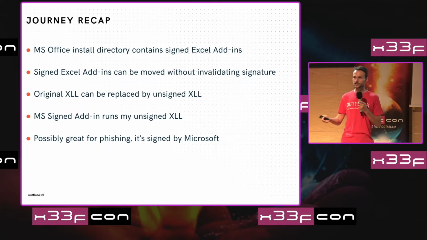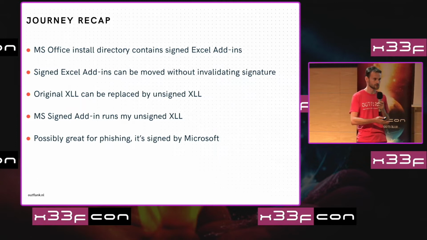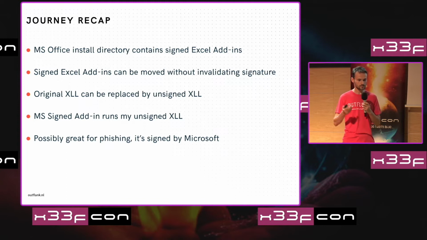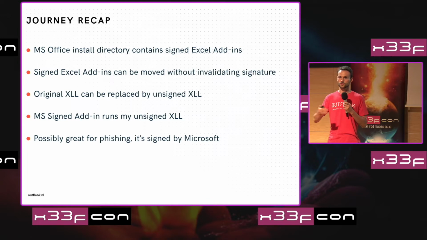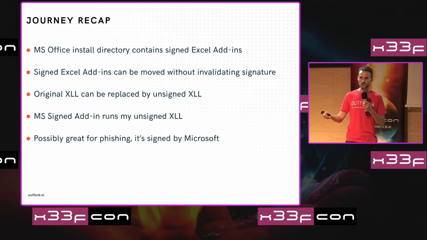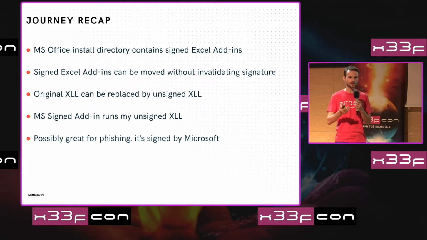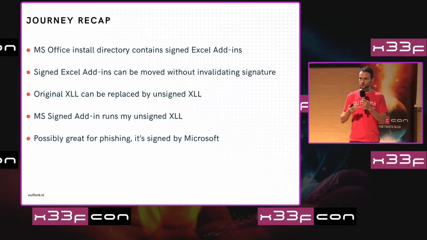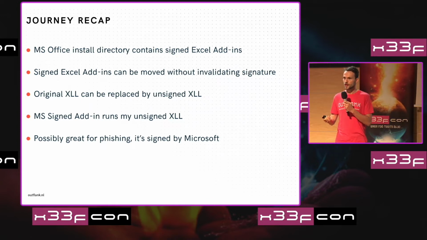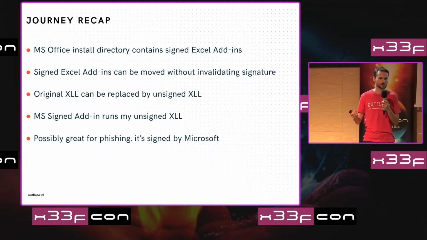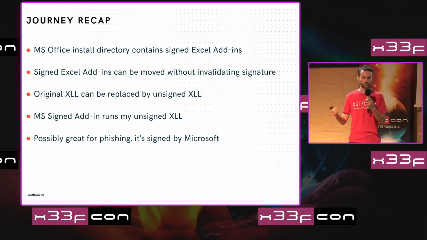These signed Excel add-ins can be moved to another directory without invalidating the signature. And I can also replace the XLL with my unsigned XLL, and the add-in will then run an unsigned XLL from a signed context. And this is potentially really interesting, because if a user sees that something is signed by Microsoft and the signature is valid, then it must be legitimate, right?